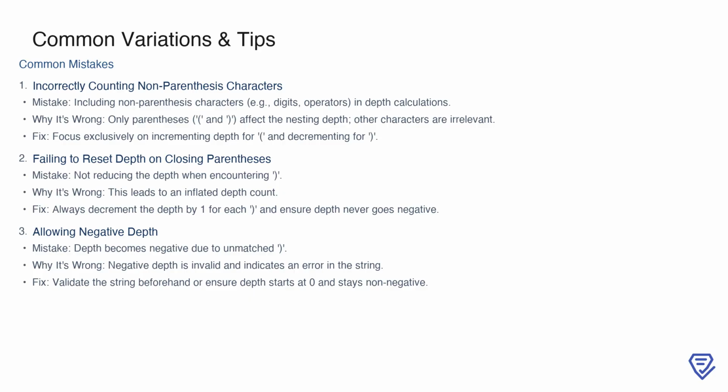Another mistake is failing to properly reset the depth on closing parentheses. When you see a closing parenthesis, the depth must decrease by 1. If you skip this, the count will be inflated. Similarly, allowing the depth to go negative is a clear sign of unmatched closing parentheses, which is invalid. To prevent this, ensure the depth starts at 0 and remains non-negative throughout. Validating the input string beforehand helps catch these issues early.